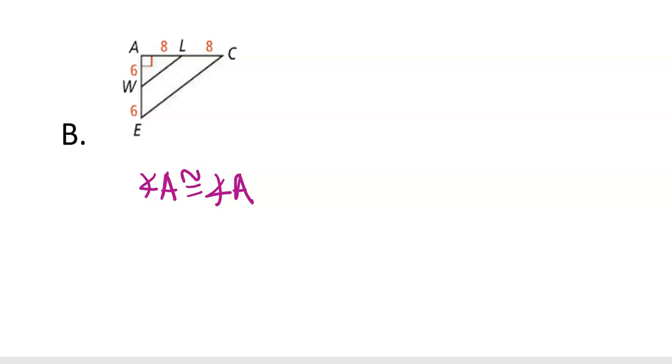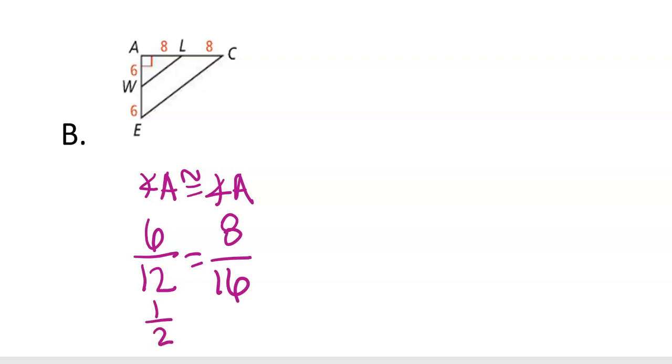So you take one length from the one on the left. I'm going to use AW first. Don't do 6 over 6. It's going to be 6 over 12. And then you're going to do the one at the top. It's going to be 8 to 16. Each of those reduce down to 1/2. So scale factor equals 1/2.